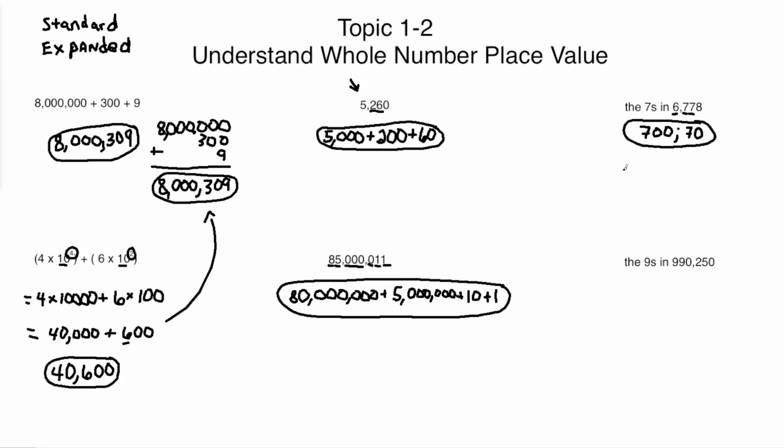Now, the last problem is that you need to give the value of the nines in 990,250. Go ahead and push pause and give me your answer. All right, so here we have the hundreds place. Here we have the thousands place. Ones, tens, hundreds. Ones, tens, hundreds. Well, this 9 is in the hundreds place.